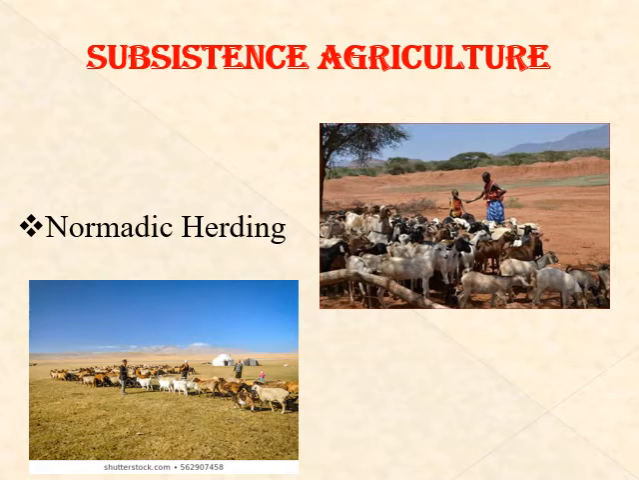Subsistence agriculture includes nomadic herding, shifting agriculture and intensive subsistence agriculture. First of all we will discuss nomadic herding. Students, people migrate along with their animals from one place to another in search of fodder for their animals. Generally they rear cattle, sheep, goats and camels for milk, skin, meat and wool. Students, in India, Bhutias and Gujars are the nomadic tribes of the Himalayas and Rajasthan. In the given pictures, you are observing nomadic herding.